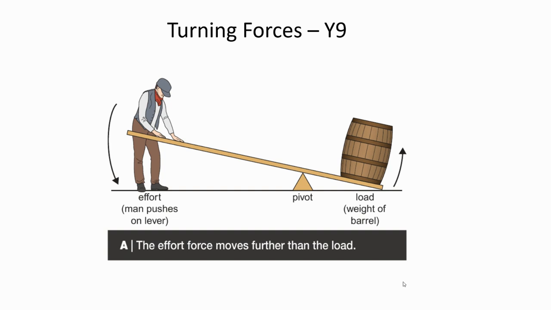If the distance between the person and the pivot, also known as the fulcrum, is greater than this distance here, and this distance times the effort is greater than this distance times the weight of the barrel, then the person will be able to raise the barrel up into the air.